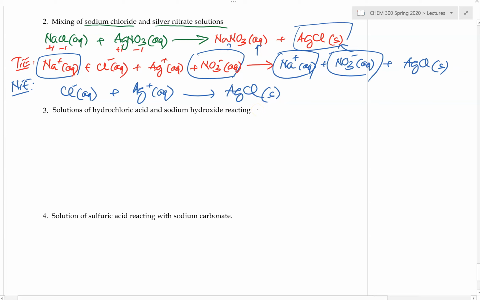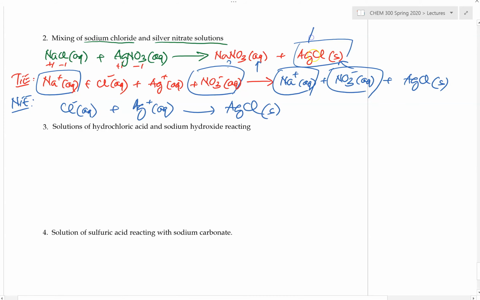And in this case right here, we kind of knew this already, because in this reaction the reason why there is a reaction is because the silver chloride is our driving force. So whatever ions make up this substance right here would be left behind in our NIE. Okay.